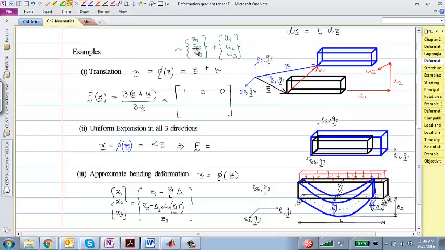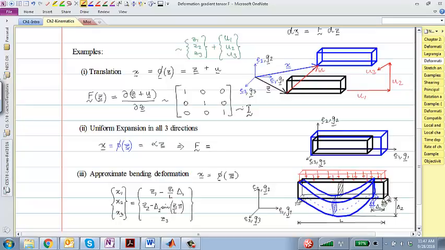The second term is z2 plus u2. z2 plus u2 derivative with respect to z1 is 0. Right? z2 plus u2 derivative with respect to z2 is just 1, and with respect to z3 is 0. And similarly, the last row you can see is derivative of z3 plus u3 with respect to z1, z2, z3. The first two would be 0, and only the derivative with respect to z3 would be 1. So what we get here is the identity tensor.